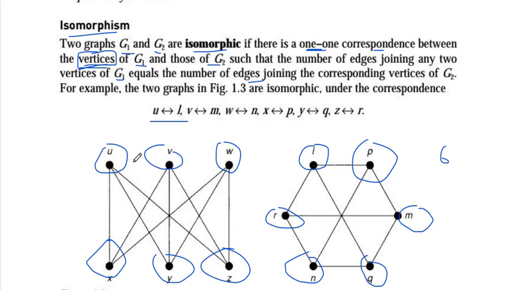Here you have 3 edges, and this one also has 3 edges. All the vertices have 3 edges. So the number of vertices should be the same and the number of edges should be the same. So these two graphs are called isomorphic. Same means these two graphs basically have the same property.